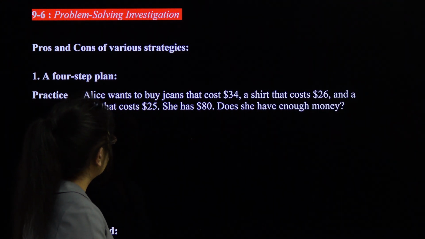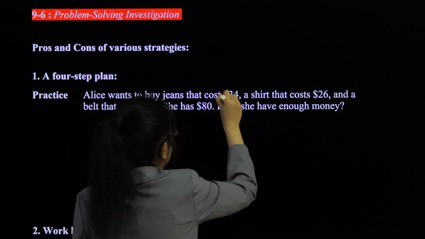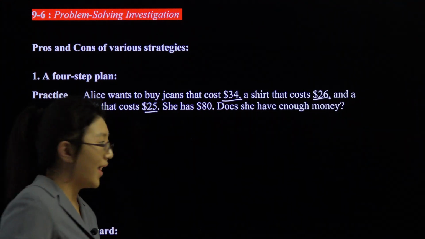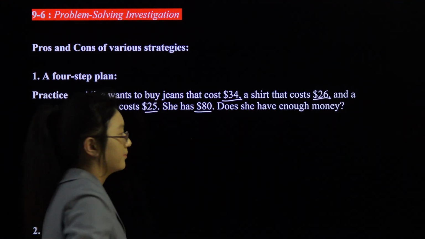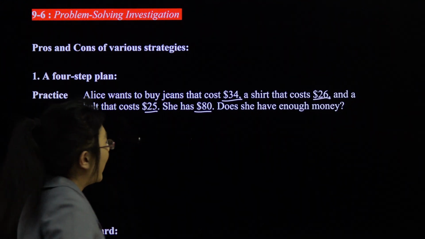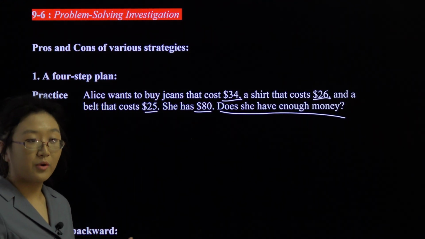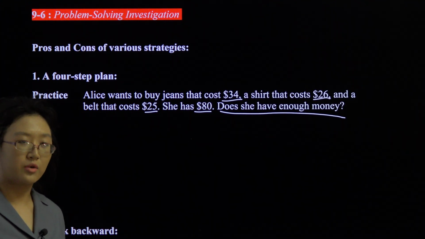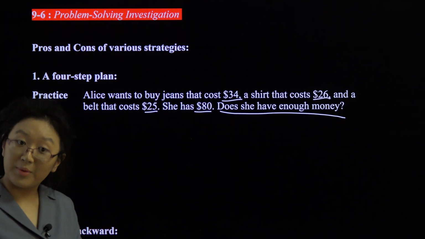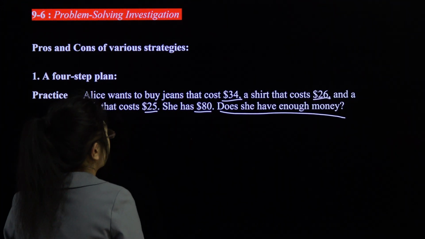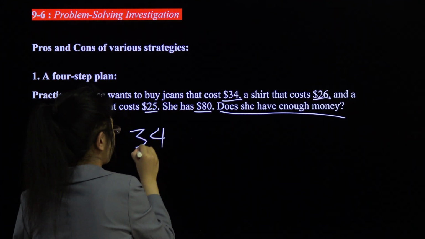Step 1, understand. $34, $26, and $25 is what she wants to spend. She has $80. What do we need to find? Does she have enough money? Plan: we could use simple addition and subtraction. Well, actually, no, not even subtraction. Addition and comparisons to figure it out. Step 3, solve. We actually do the addition.